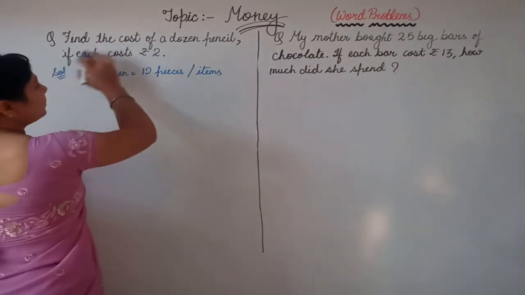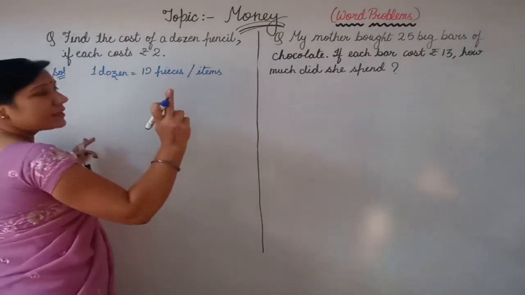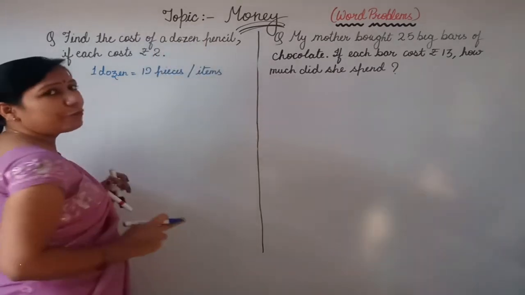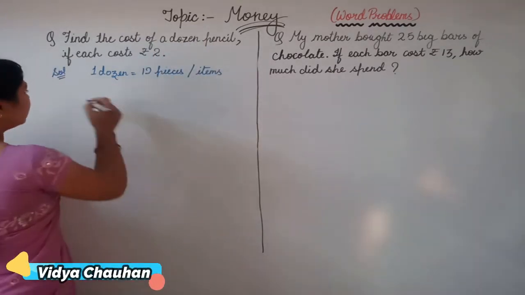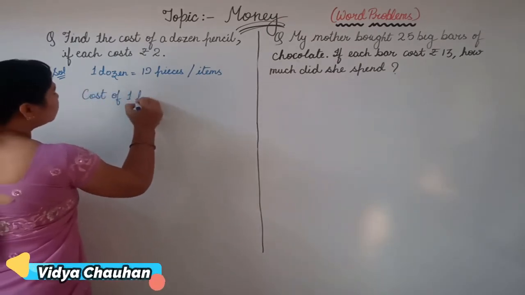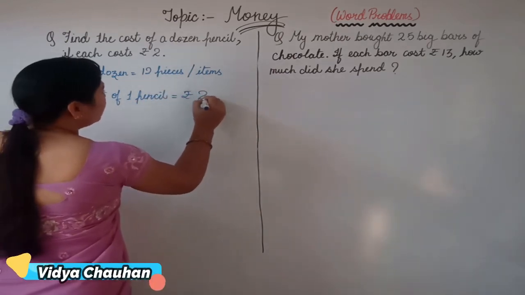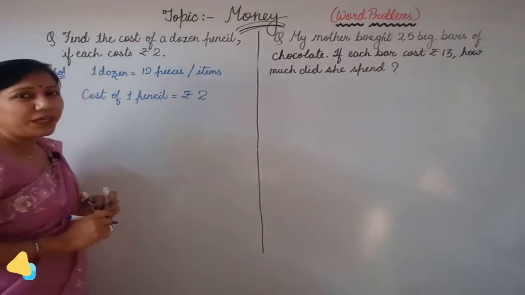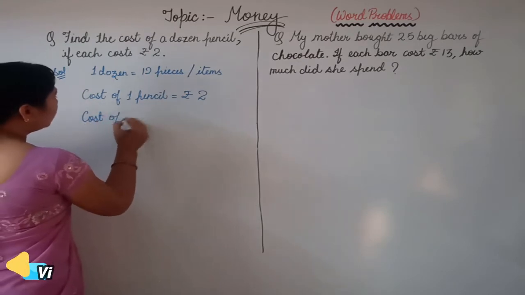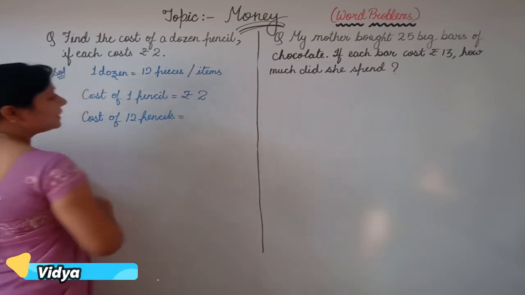So according to the statement, what is given to us? The cost of 1 pencil is given to us, that is rupees 2, and we have to find the cost of a dozen pencils, that means 12 pencils. So the next statement will be: the cost of 1 pencil equals rupees 2. Next, you have to find the cost of 12 pencils.